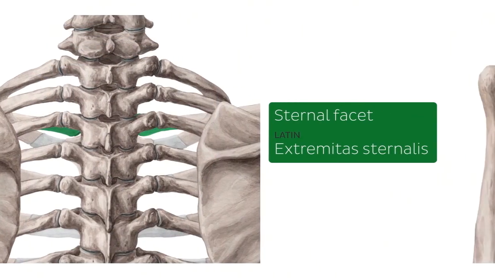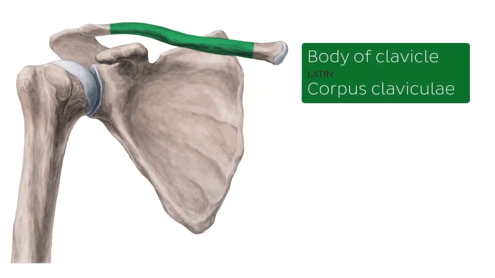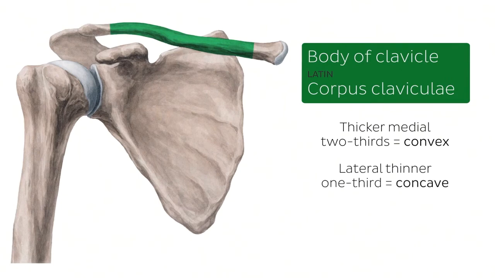We are still talking about the clavicle, but this time about the body or shaft of the clavicle, which is the middle portion of this bone. And this part of the clavicle is curved in its structure, with the thicker medial 2/3 of the body being convex, while the lateral thinner 1/3 is concave. A groove for the subclavius muscle, where this muscle attaches to the clavicle, can be found on the shaft as well.